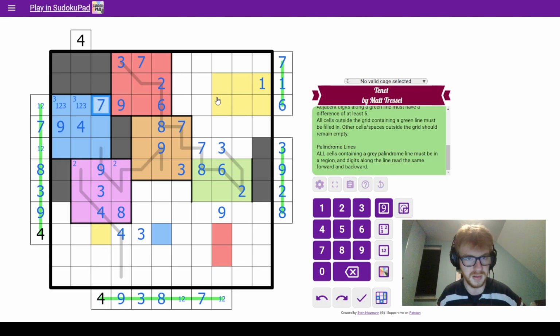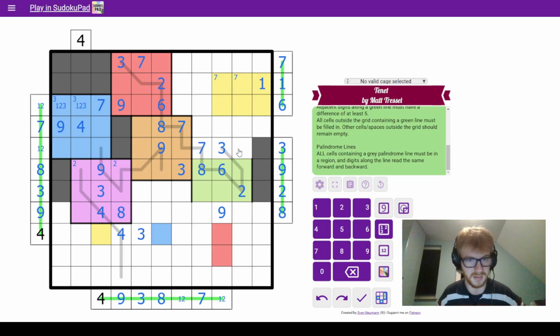Where does yellow get its 7? It's not in any of these. It's not in any of these. It's not in any of these. And it's not in any of these. So one of these is 7. Fair. Could we do the same with 9s? Not yet.